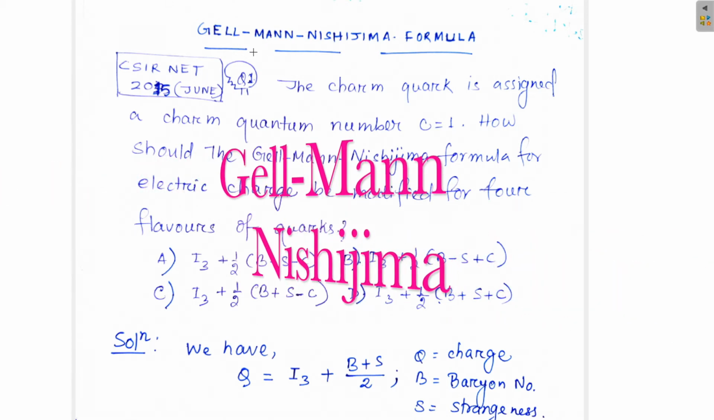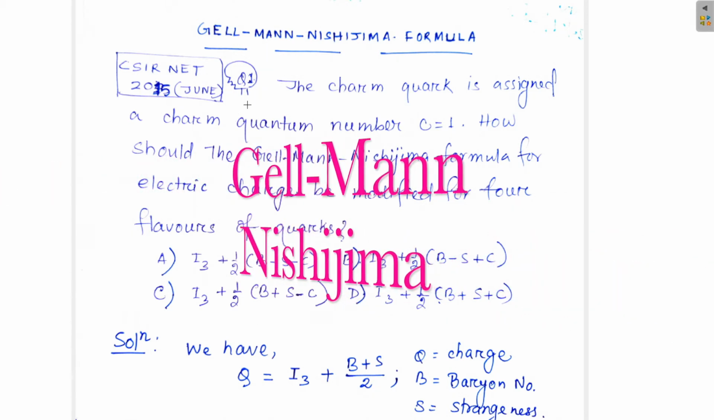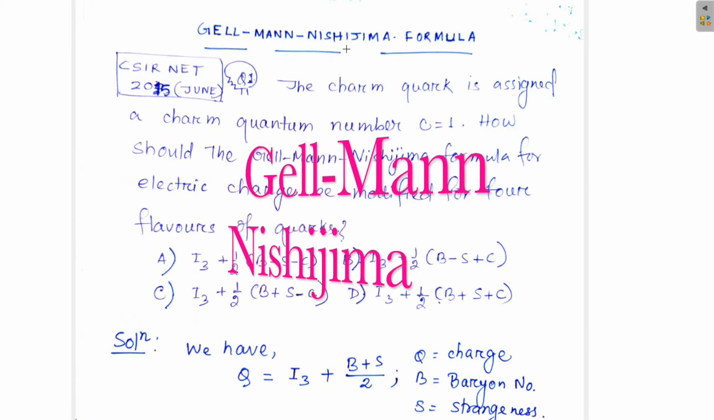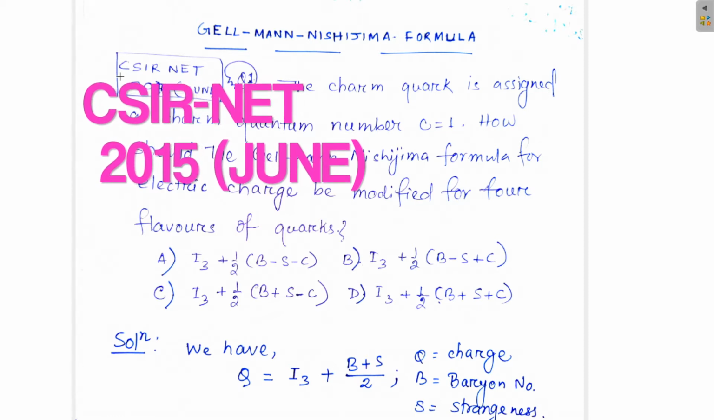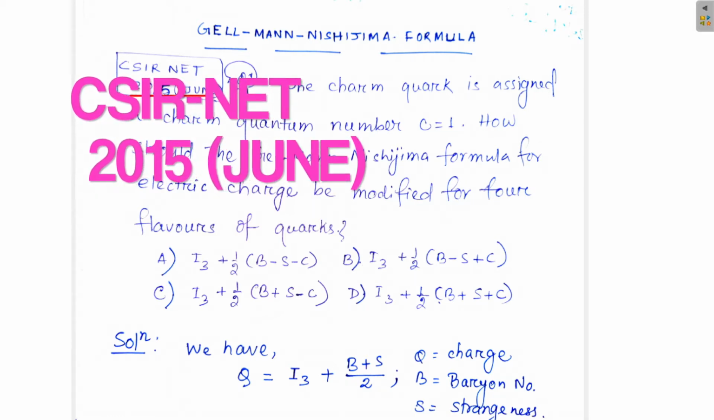Hello friends, today I'll discuss two very important questions related to the Gell-Mann-Nishijima formula. So the first question has been taken from the CSIR-NET exam, June 2015.